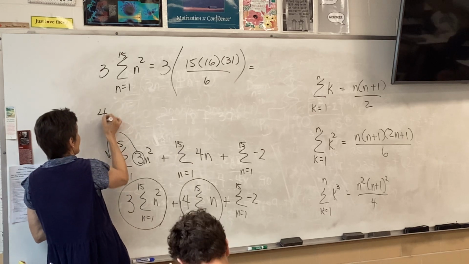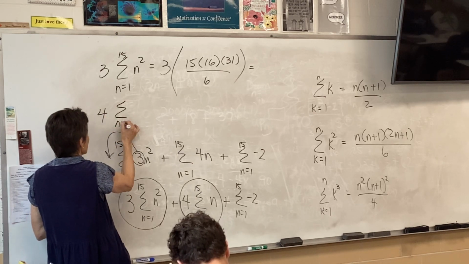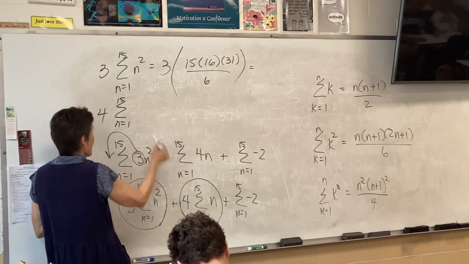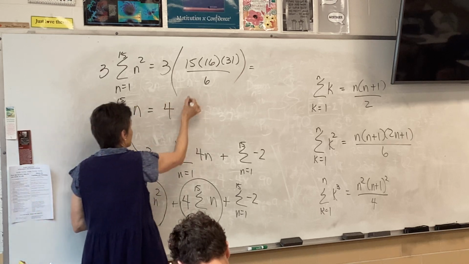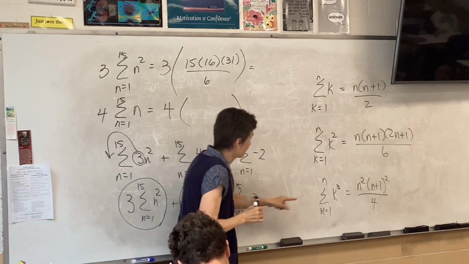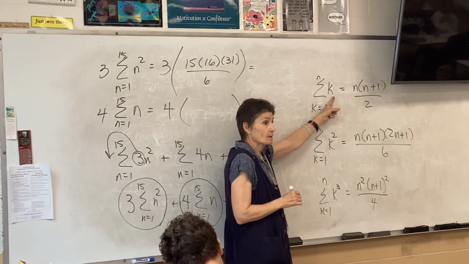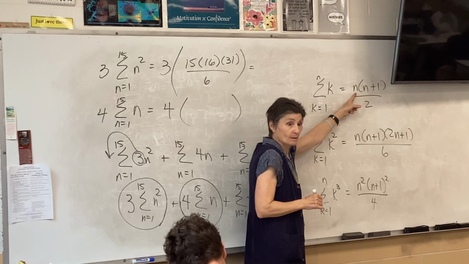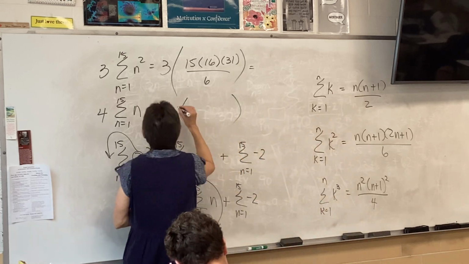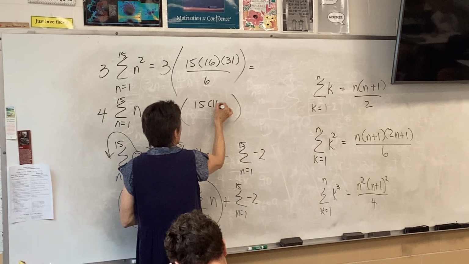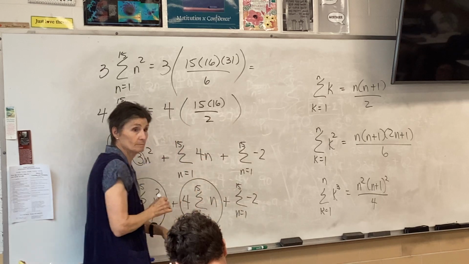Okay, now what about this guy? Now this is just the n's. So what's the formula for adding up just the plain numbers? That'll be 15 times 16 over 2.